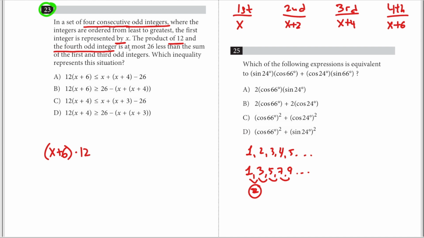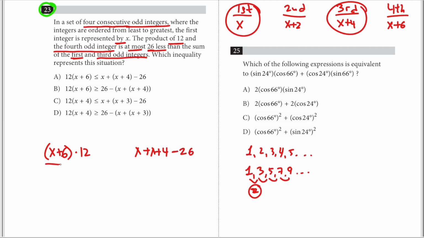Now, is at most 26 less than the sum of the first and the third odd integer. So let's do the sum of the first and third odd integer first. The first one is x, and the third one is x plus 4. So the sum of them is just x plus x plus 4. That's cool. And then is at most 26 less. So if you subtract 26, and this is at most, so it has to be like this. It has to be less than or equal to. We pretty much have the answer. Now, look through the multiple choices to see how the answer is A.